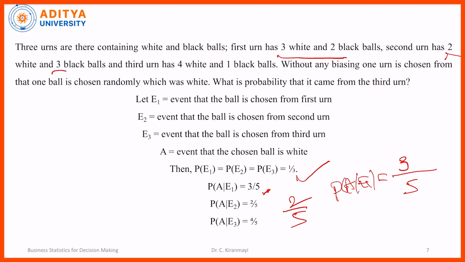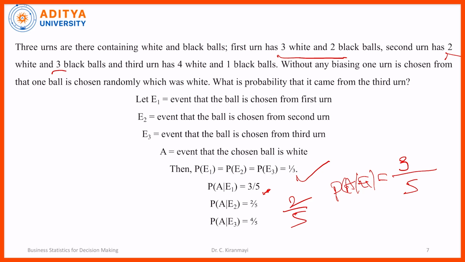Likewise, P of A given E3, that is, if the third urn is chosen, and after selecting the third urn a ball is selected from it, the probability that it is a white ball is 4/5. So this is the information we actually have at hand: the probabilities of occurrence of the different events, along with their priori probabilities and conditional probabilities.